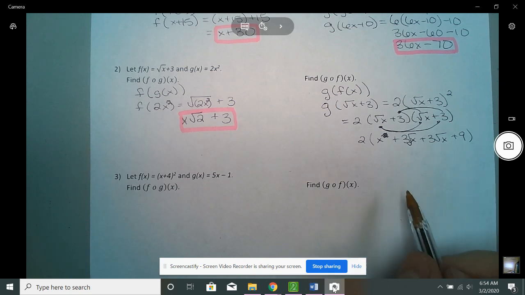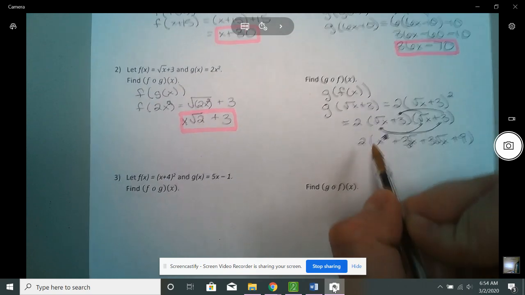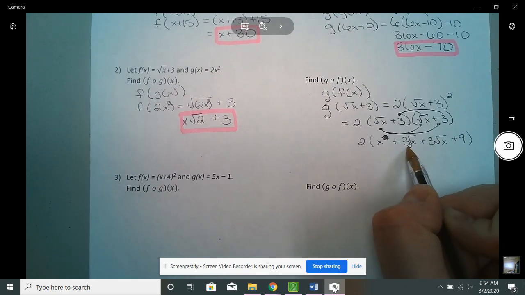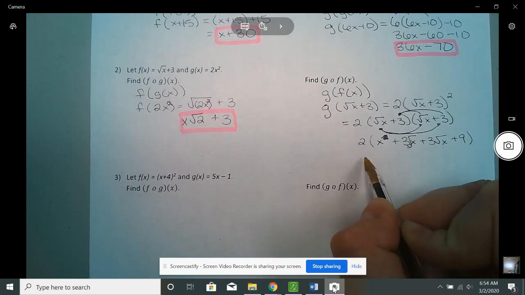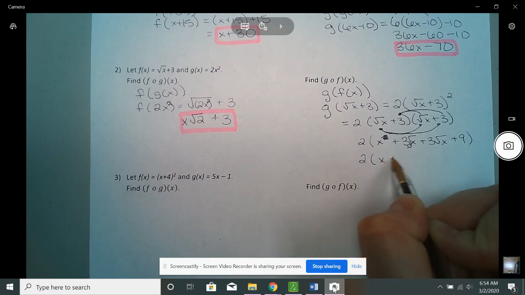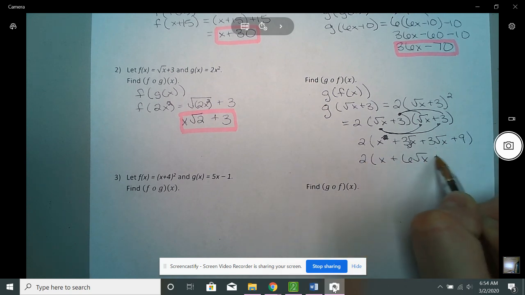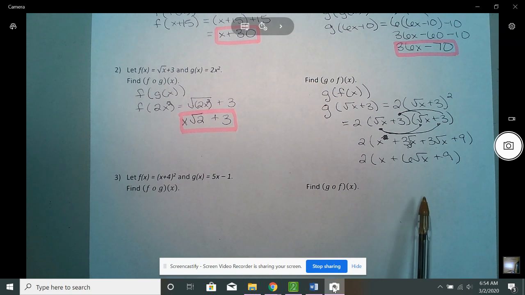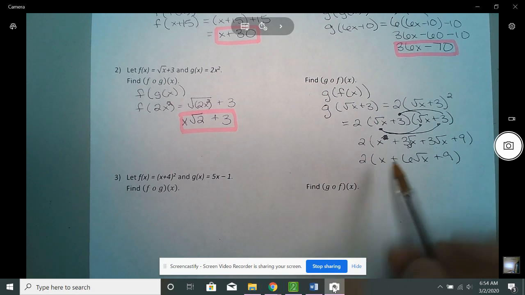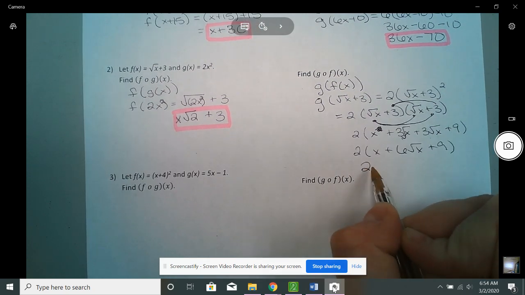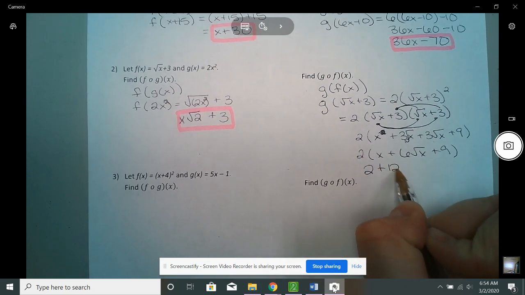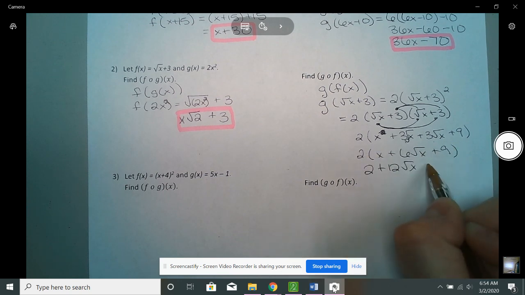Now to combine like terms. 3 square root of x plus another 3 square root of x is the only thing that can be combined here to make 6 square root of x. And finally, I can distribute the 2. 2 times x is 2x, 2 times 6 square root of x is 12 square root of x, and 2 times 9 is 18.